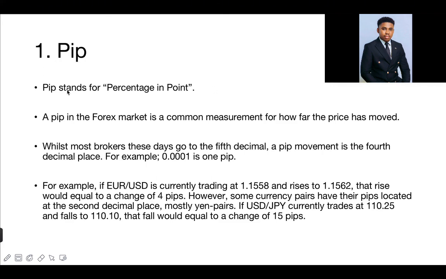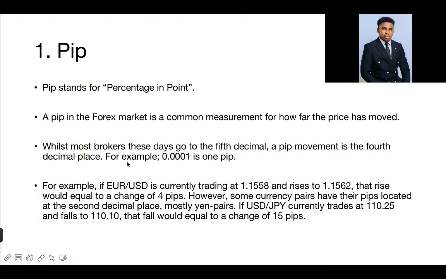What is a PIP? PIP stands for percentage in points, and a PIP in the Forex market is a common measurement for how far the price has moved. So basically, the PIP is used to measure price movements, just like how in measuring length you use the meter, in measuring weight you use kilogram, and all of that. So in Forex, we use PIP to measure price movements. You understand?